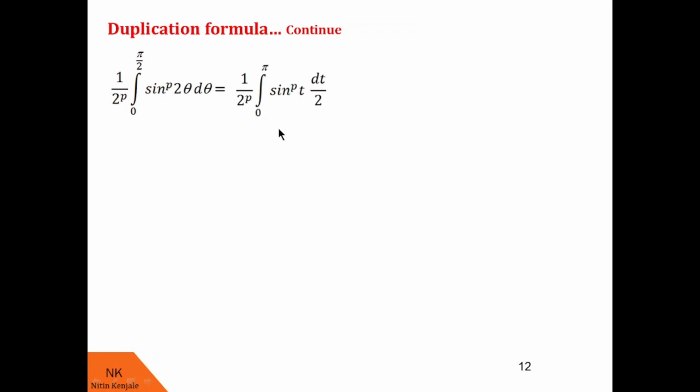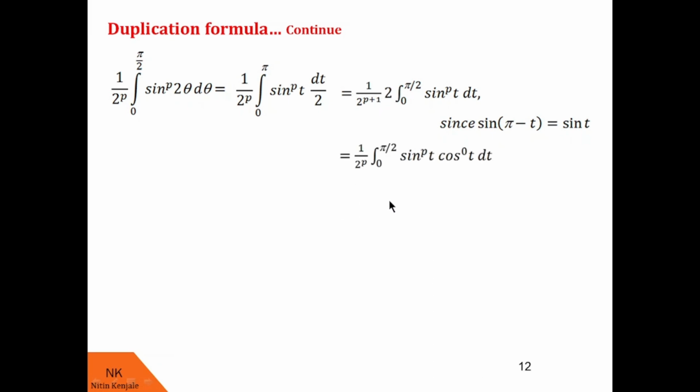Now note that since sine of pi minus t is sine t, we can write this integral, which is from 0 to pi, as twice integral from 0 to pi by 2 of sine raised to p t dt. We are taking out this 2, so this 1 by 2 raised to p becomes 1 by 2 raised to p plus 1. Now this 2 and this degree 1 will get cancelled. So we will be left with 1 by 2 raised to p into integral of sine raised to p t into dt over the limit 0 to pi by 2.